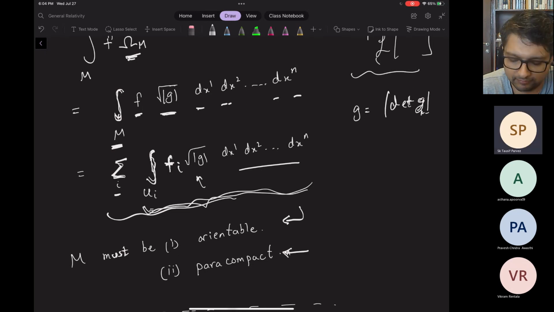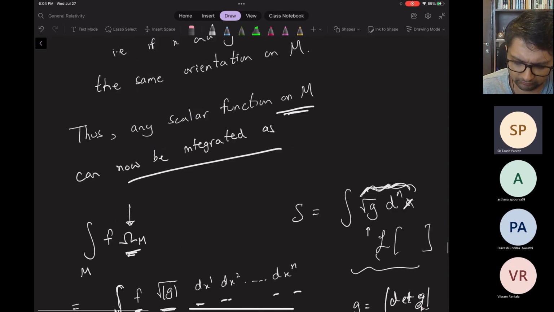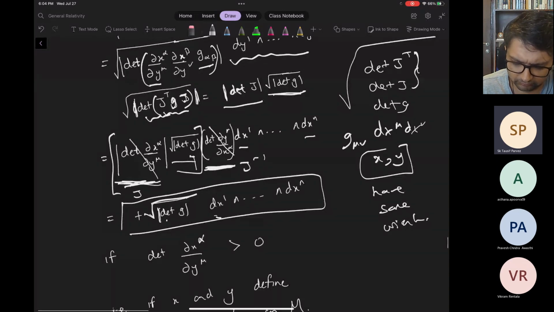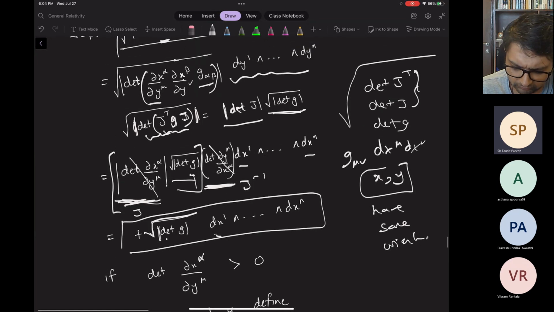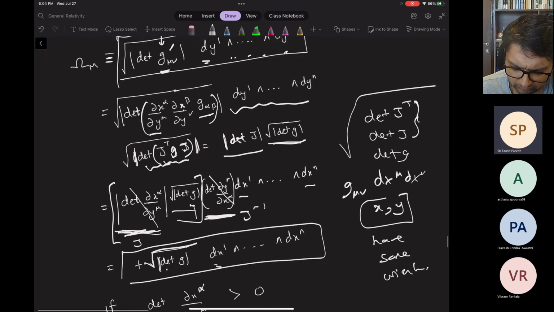Sir, just one thing. When you said that those two determinants will actually cancel out, J and 1 by J, if I define it that way, as the manifold is orientable, that's why this determinant of J is positive. So we can write mod J as J, so J and 1 by J will cancel out.